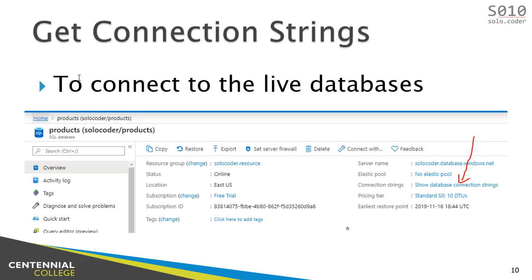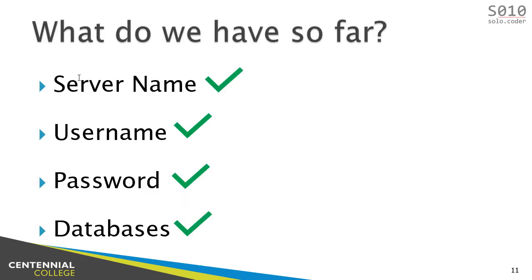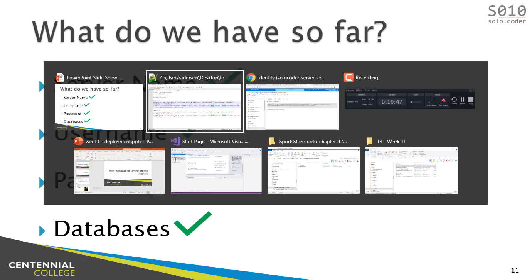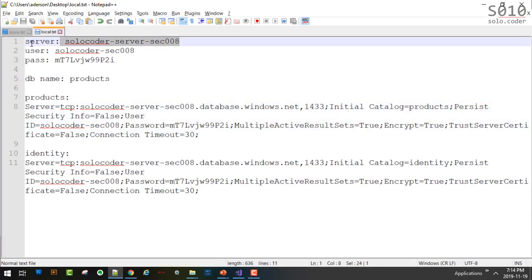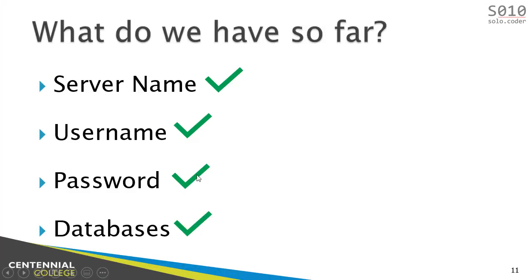Again, we created our account on Azure. I had done this already; you do that by yourselves. I have created two databases. I have gathered the connection strings to both databases. And now, here's what we have. We have the server name, we have the username, we have the passwords, and we have the two databases. Okay?